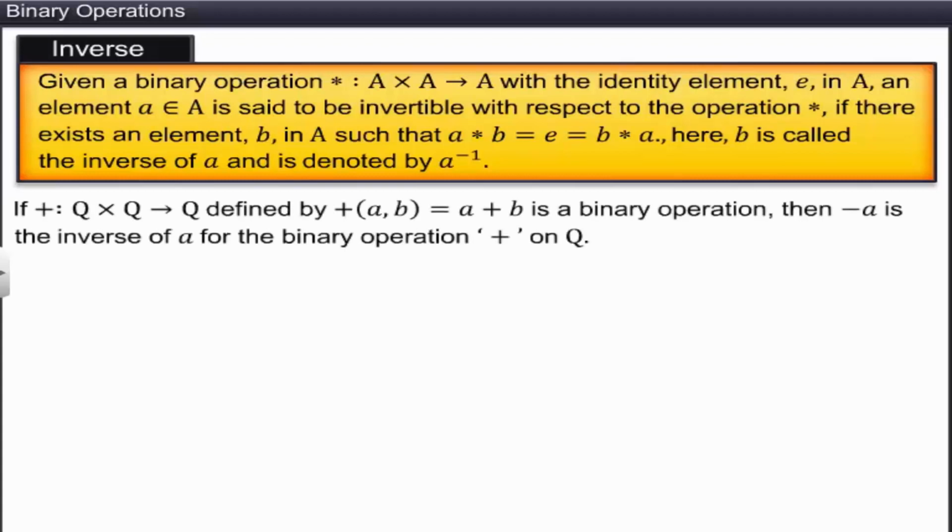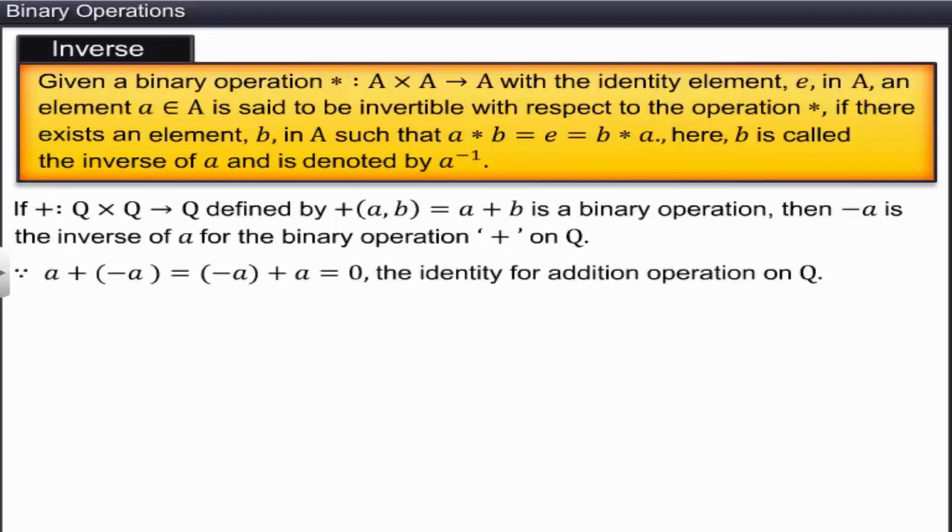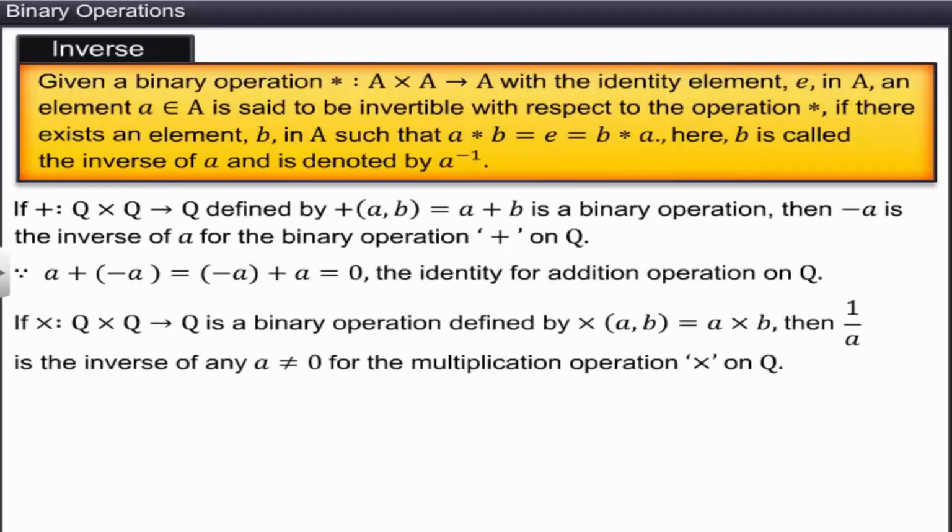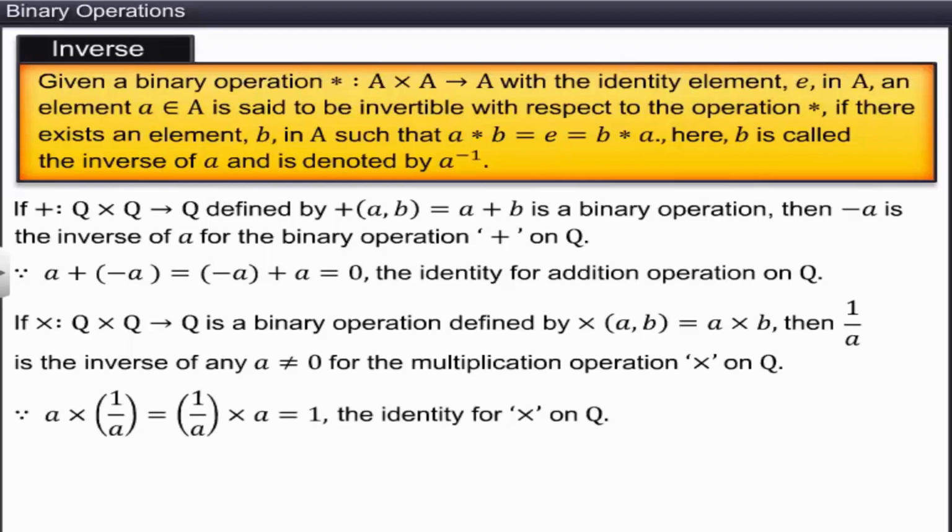If we again consider the addition operation on Q, then -A is the inverse of A for the binary operation plus on Q. This is because A plus (-A) is equal to (-A) plus A is equal to 0, which is the identity for the addition operation on Q. Similarly, if we consider the multiplication operation on Q, then 1 upon A is the multiplicative inverse of A for the binary operation into on Q. This is because A into 1 upon A is equal to 1 upon A into A is equal to 1, which is the identity for the multiplication operation on Q.